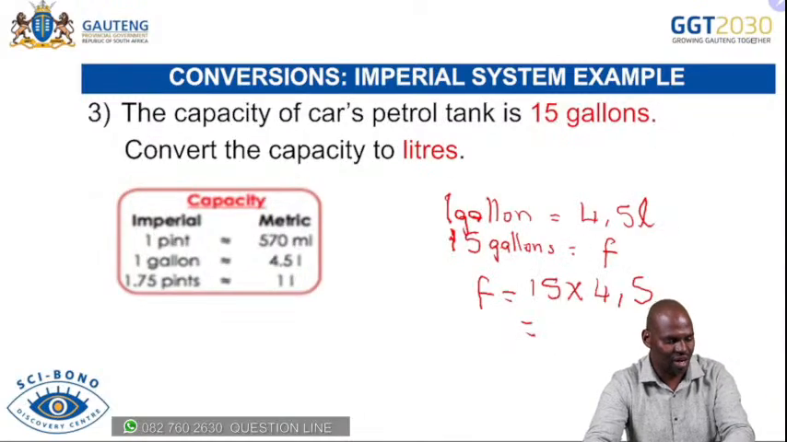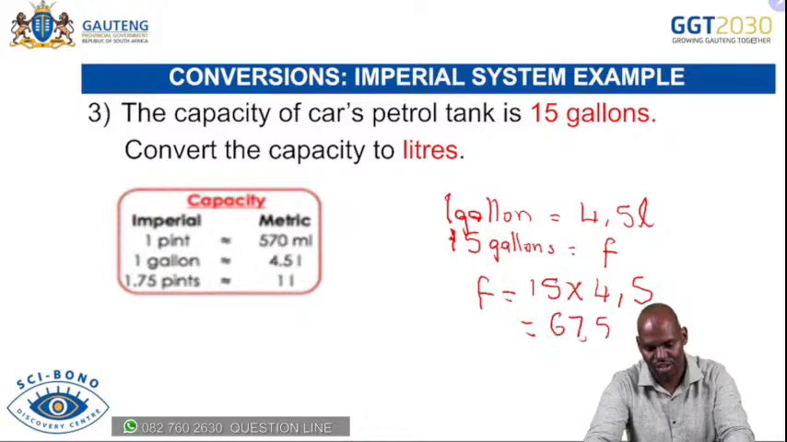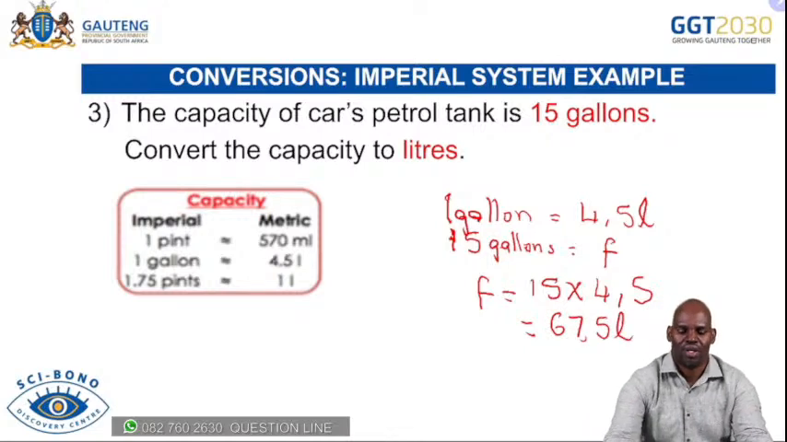Okay, 67.5 liters. Yes, that's it. That is how you do the conversion. Basically the method is the same, cross multiplication.